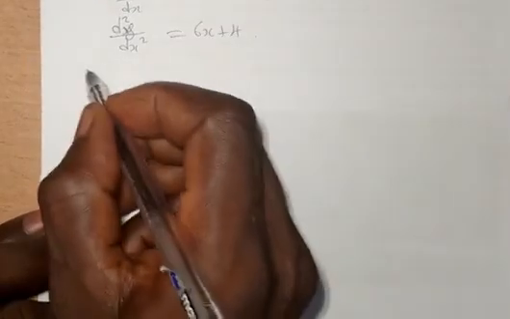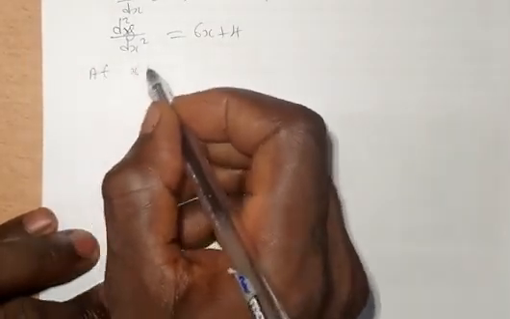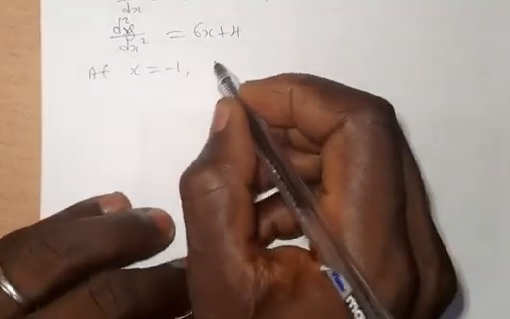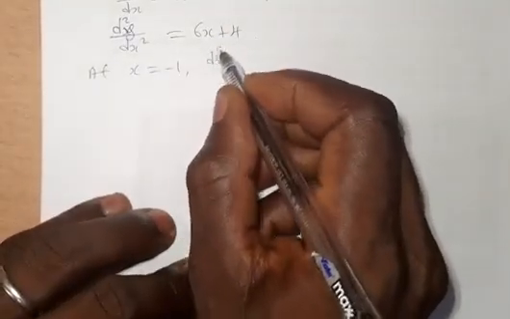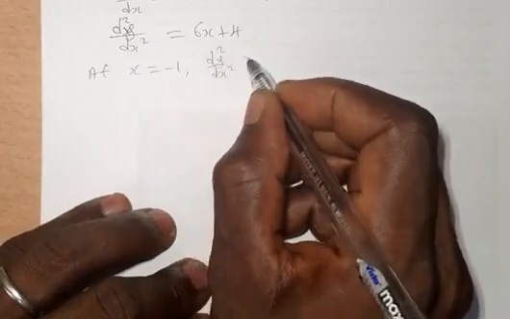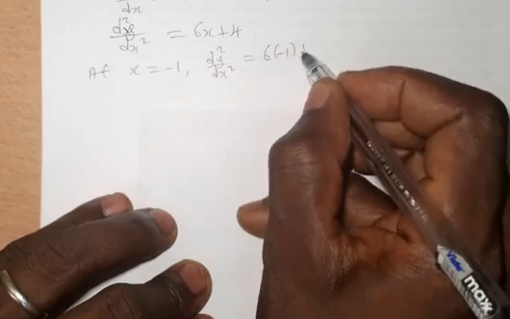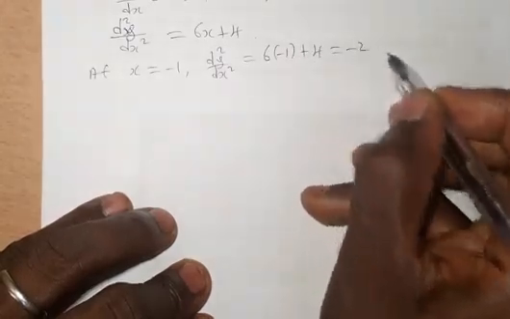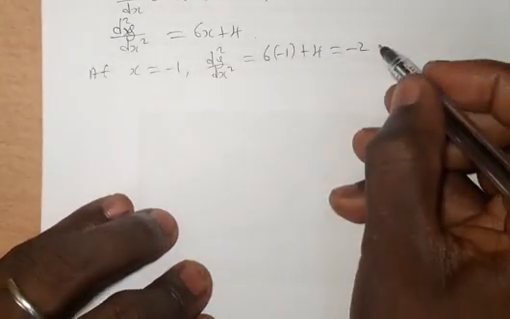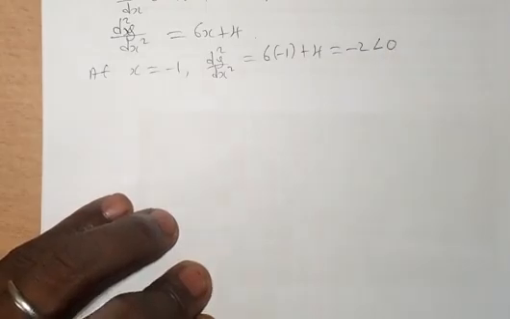So at x = -1, you will find out that d²y/dx² will be equal to 6(-1) + 4, which definitely will give us -2. This value is less than 0.